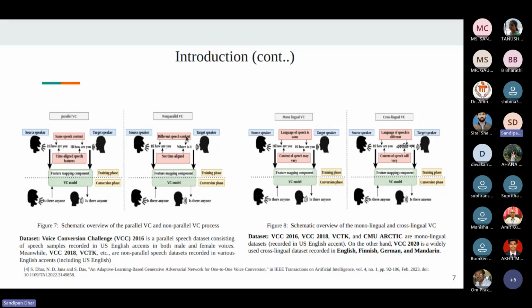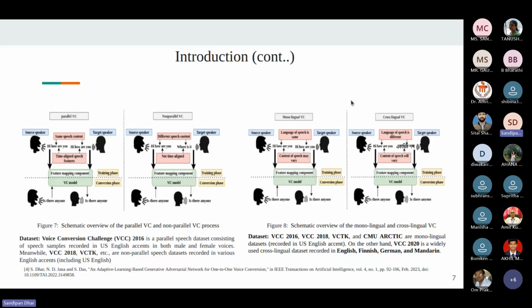Whereas in non-parallel VC, the contents are dissimilar. Now, non-parallel can be monolingual or cross-lingual. On the right-hand side, you can see the monolingual and cross-lingual VC. Monolingual, as the name indicates, will be from the same linguistic content, whereas cross-lingual VC will be from a different linguistic content. So non-parallel can be monolingual or cross-lingual.